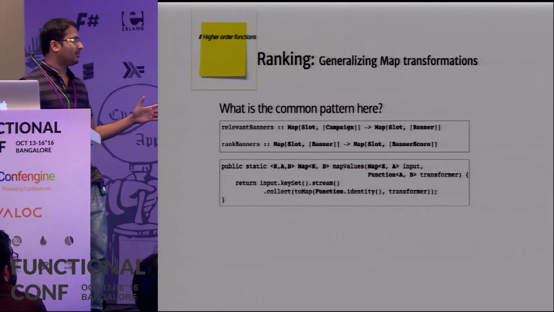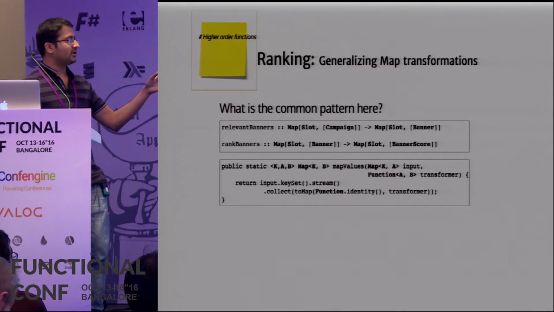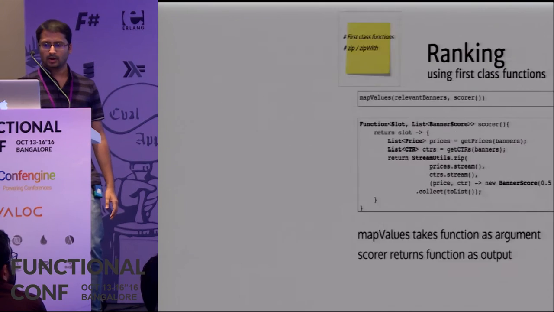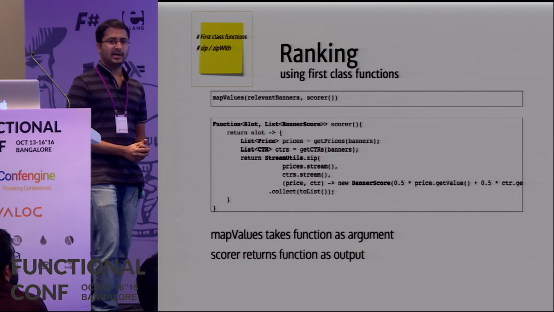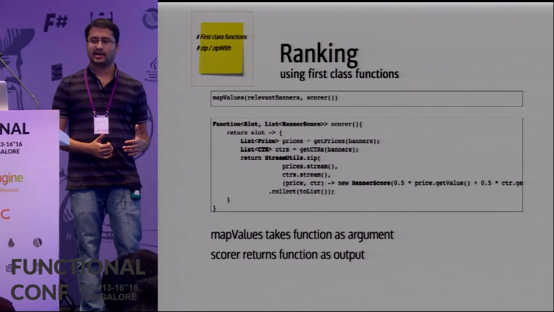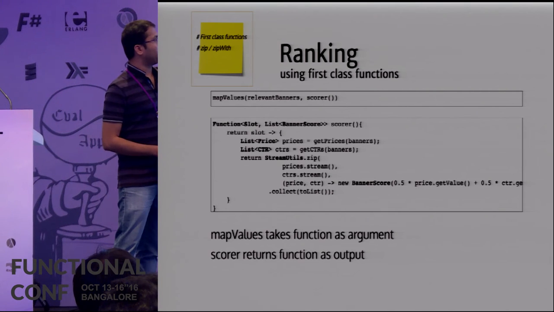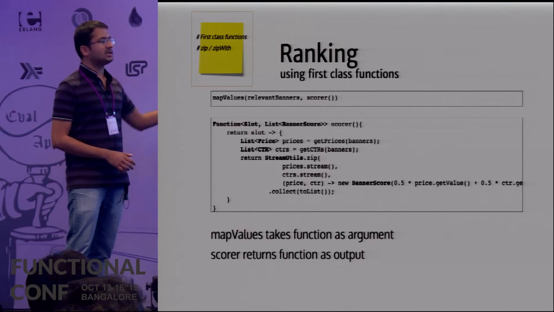But it turns out in Java, map itself does not have a map function. So this is very easy to implement on your own with a higher order function like this, which takes a transformer function from value A to value B as input. So with this abstraction in place, all of your implementations for relevance and ranking simplifies to calling map values with a function that does the transformation.